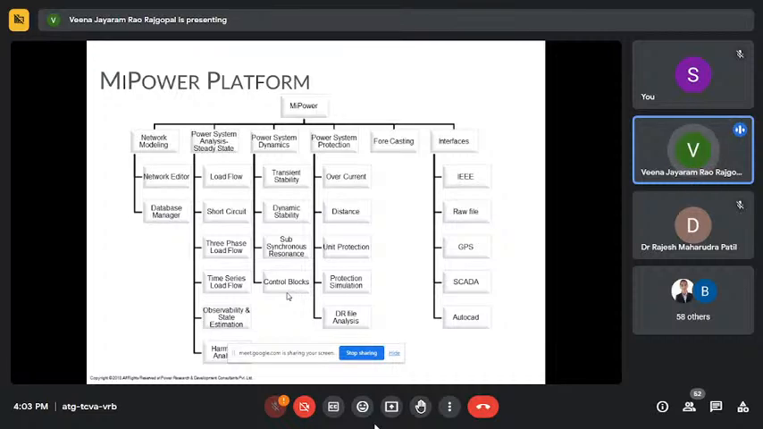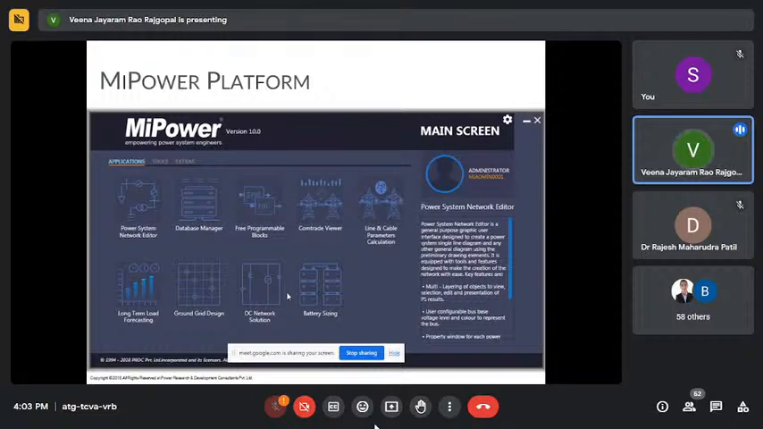Next is the forecasting. You have the long term forecasting and the other interfaces. So this is, in a nutshell, what MyPower can do. This will be the main launching screen, where you start off with doing the various studies. When I go to the software, I will show you what things can be done.